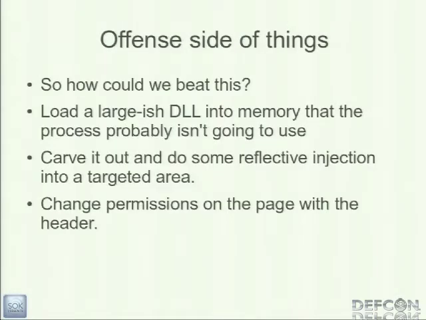From the offensive side of things, how could we beat it if they started detecting it? We could rewrite the PE header. It'd be really simple. You could just zero out MZ. You could load a large DLL into memory, and then instead of doing VirtualAlloc and copying the DLL into the allocated space, you could load some random huge binary and carve it out and just be inside that. So that would be relatively difficult to catch with signatures.